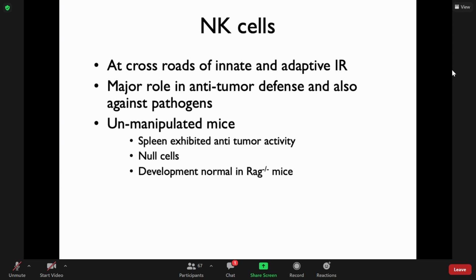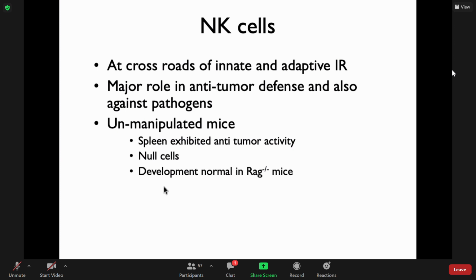Now, if T cells were removed, the activity remained. If B cells were removed, the activity still remained. Around that time, these two cell types were the major cell types associated with tumor activity in a normal spleen, rather in lymphoid organs. But the activity was still there.